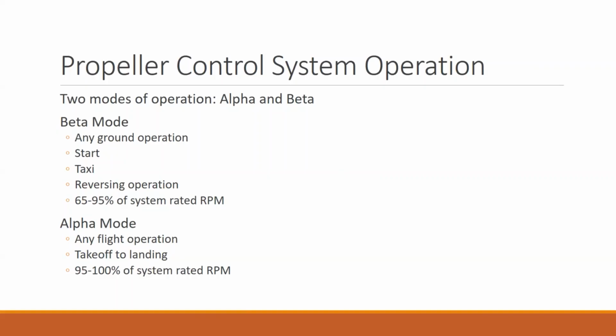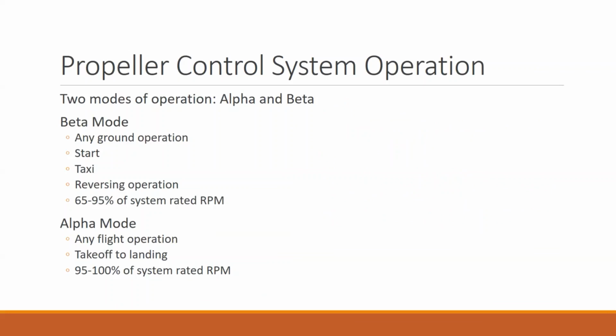So we're going to look at the control and operation of a propeller on a fixed shaft turboprop today. And so our two main things, just like the other turboprops we talked about, two primary modes of operation. We're going to have our alpha mode and our beta mode. And alpha mode is your higher RPM mode.